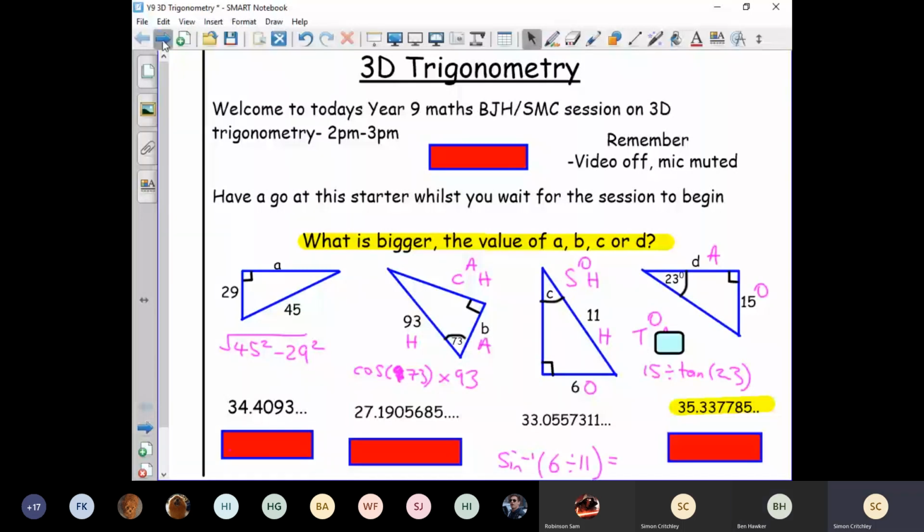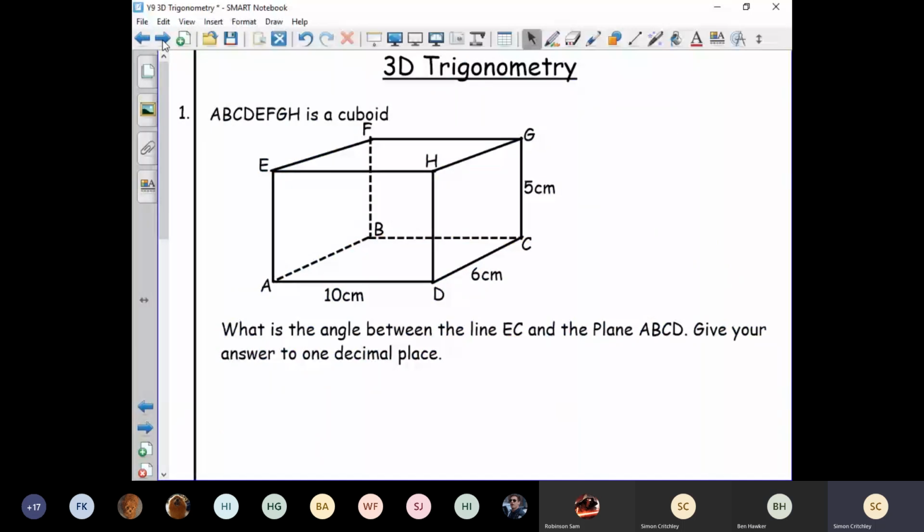On to some 3D questions then. 3D questions are basically questions that are involved within either 3D shapes or are involved in a 3D or a real life scenario. So we're going to look at just the shapes versions today, and then we might be able to look at some more kind of 3D version type questions next time as well. So let's look at this one first.